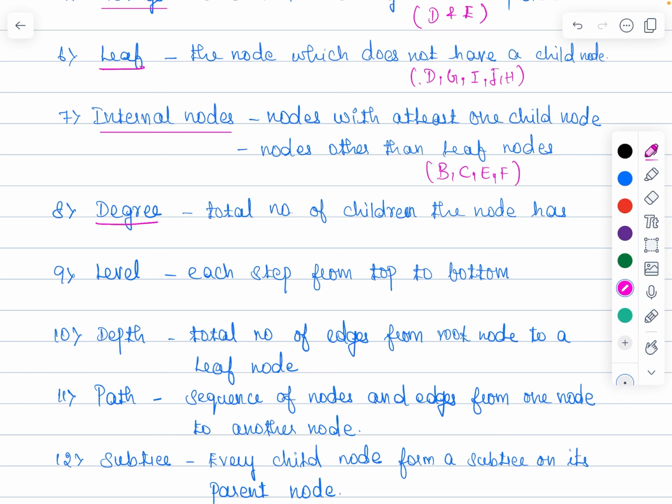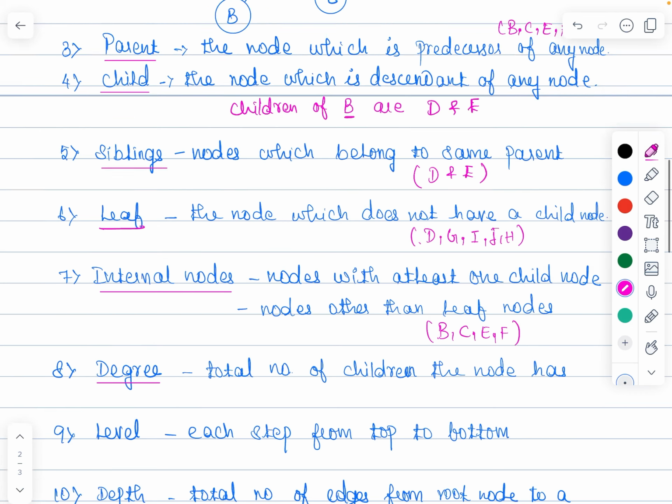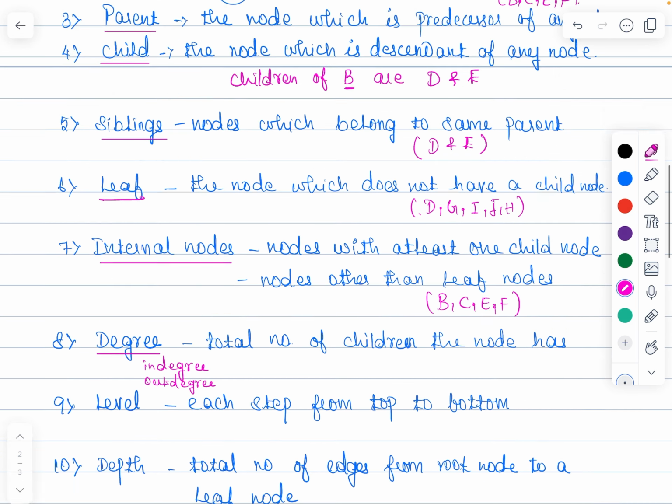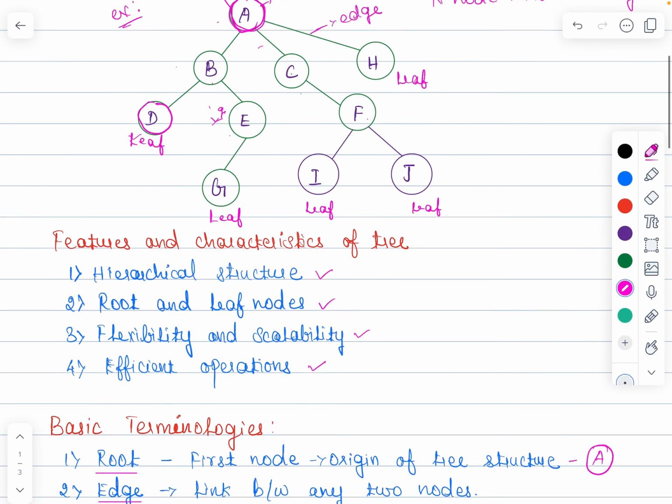And next is degree, and under degree again there are in degree and out degree for each node. The total number of children of a node, or the number of subtrees of a node, is called the degree of the node. In simple words, the degree of a node is the total number of children it has. Out degree is nothing but the total number of children the node has.